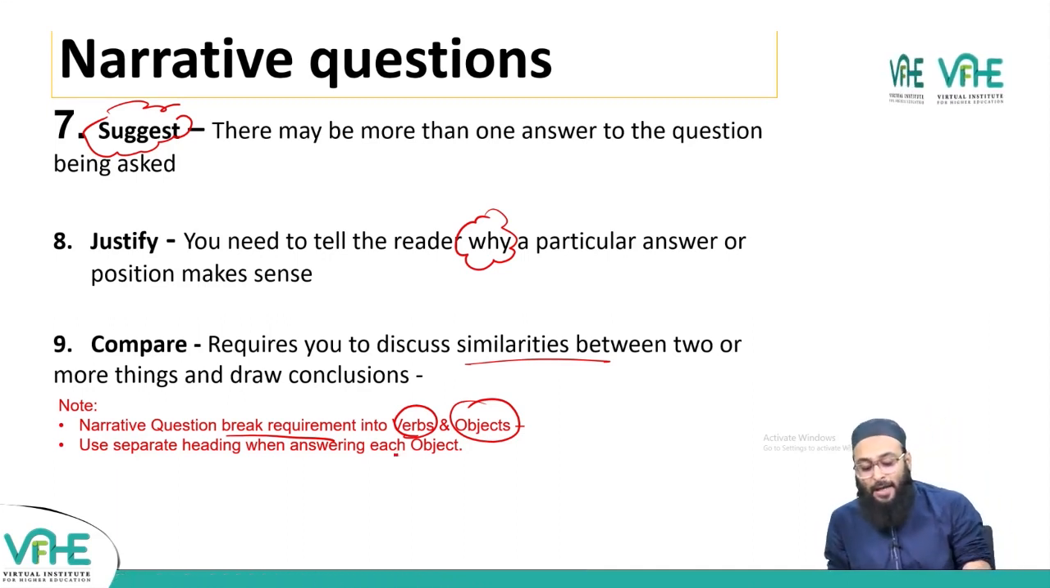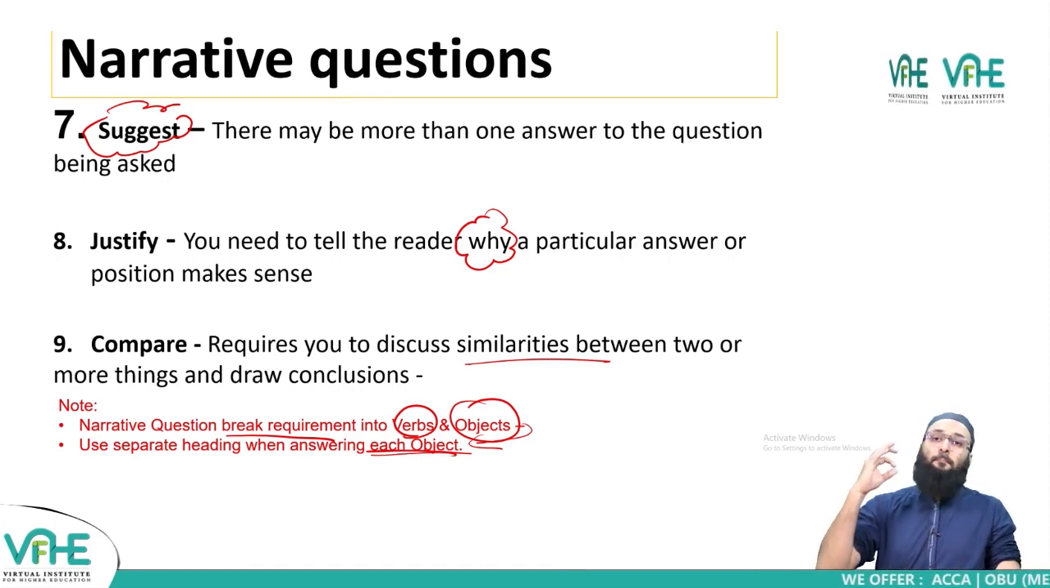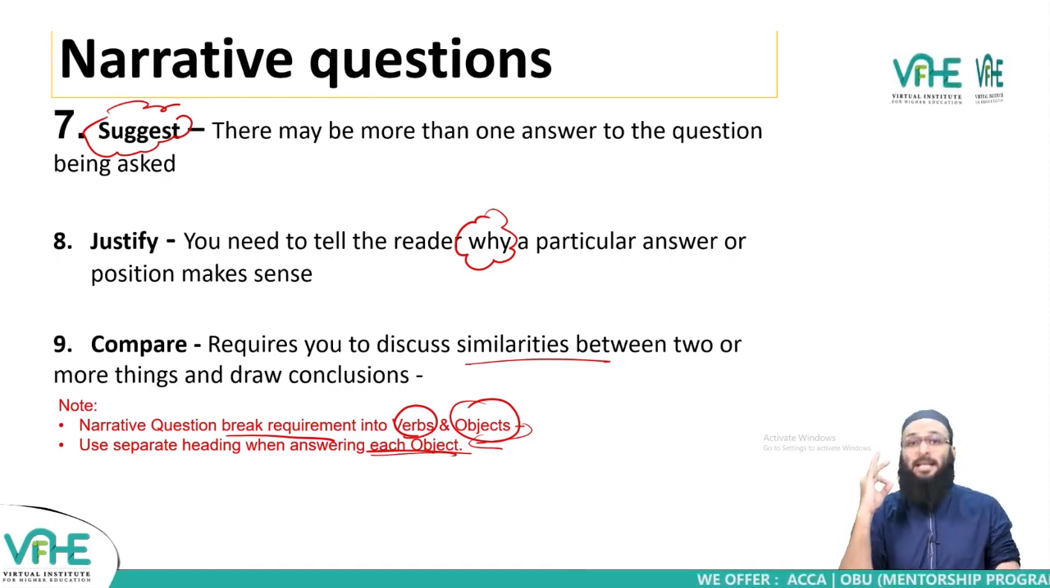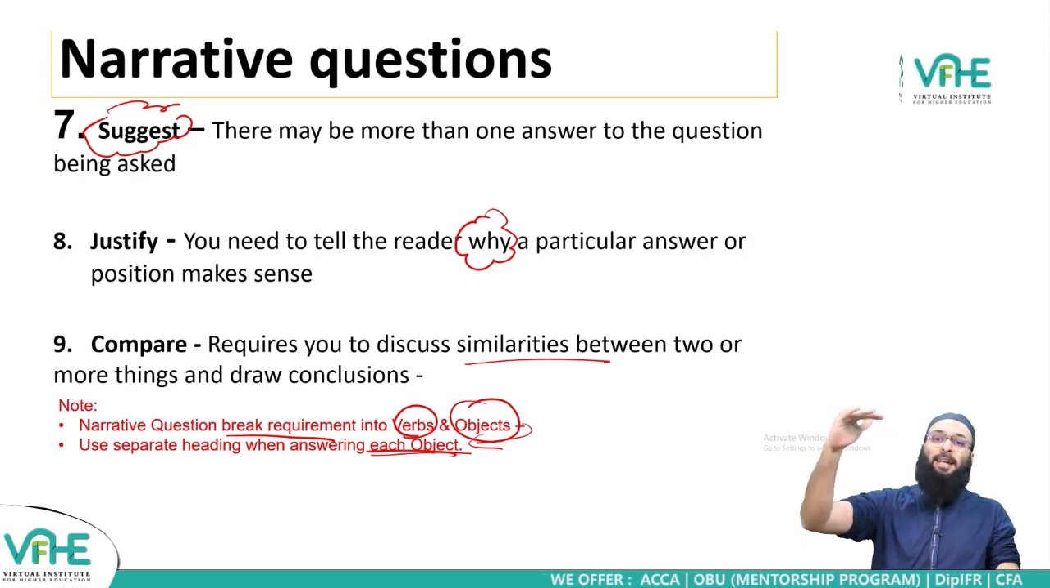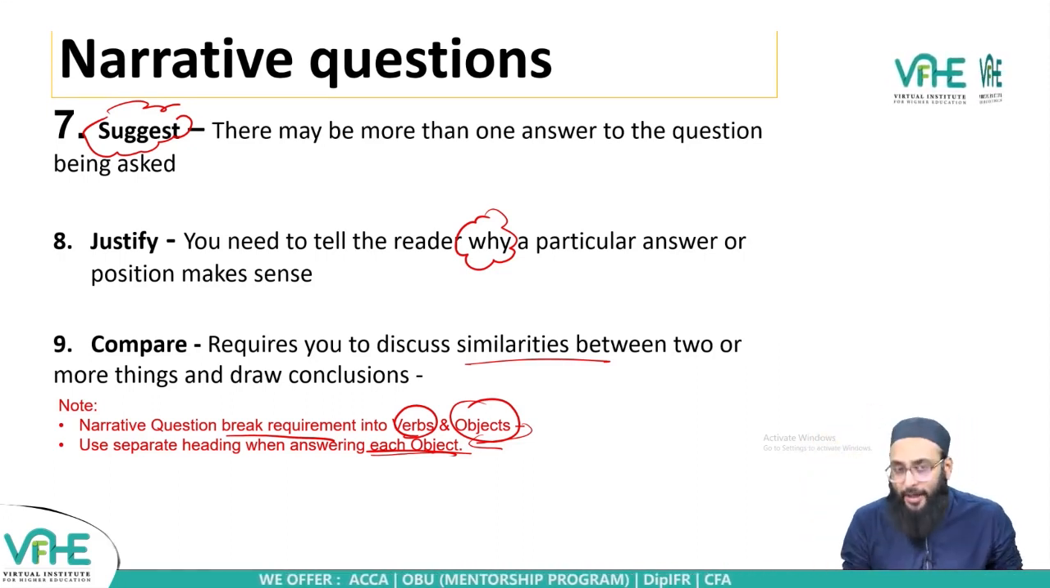Use a separate heading when answering each object. For example, if there are 2 objects or 3 objects in the paper, the best way to ensure that you don't miss out any object is to use separate headings, and under the headings, write about those separate objects.